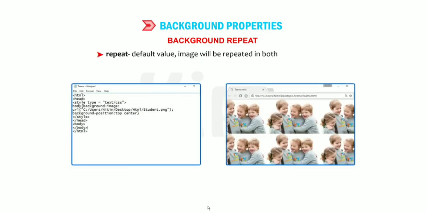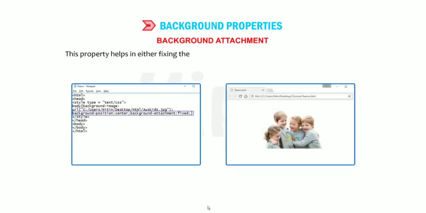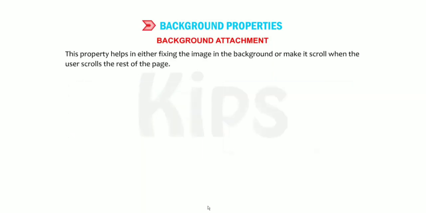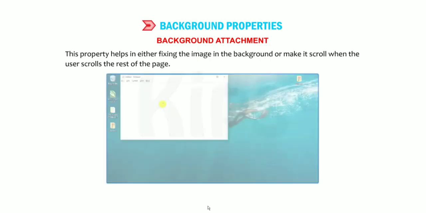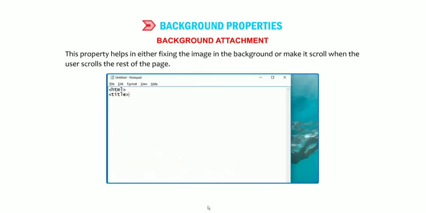The last is the background attachment. We will learn about the background attachment. This property helps in either fixing the image in the background or making it scroll when the user scrolls the rest of the page. Syntax: background-attachment: value, where value is fixed or scroll. You can write the program, for which you can refer to page number 106 of your textbook, or you can also write the program from here, and you have to use both opening and closing tags. Give the syntax as shown, and then you can run the program in Chrome.